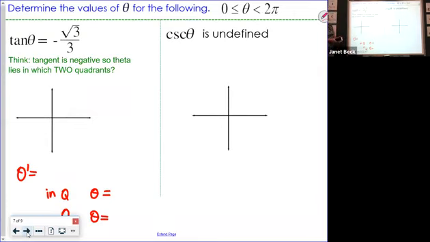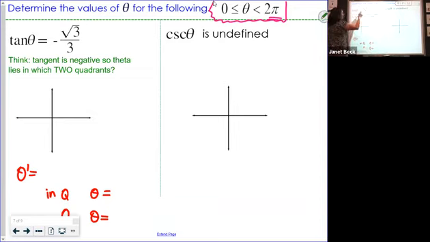Determine the values of theta for the following. And we've been given an inequality there that you can't just ignore. This is going to be important. It's telling us it's in radians, because it doesn't go up to 360, it goes up to 2 pi. And theta can equal 0, but it can be up to, but not including 2 pi. So remember the steps. We're trying to find the input angle that would give us this output.